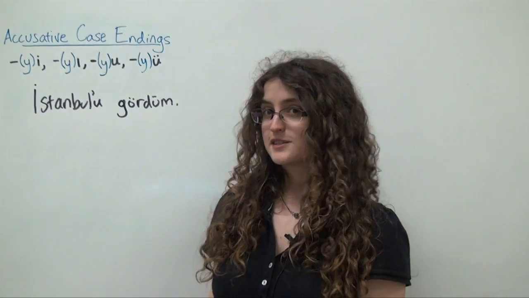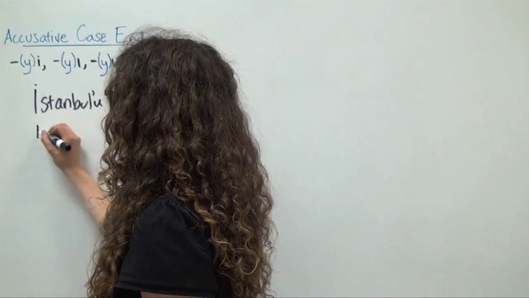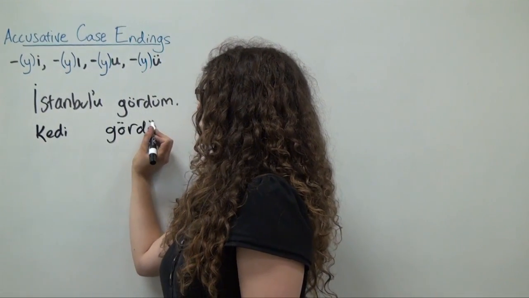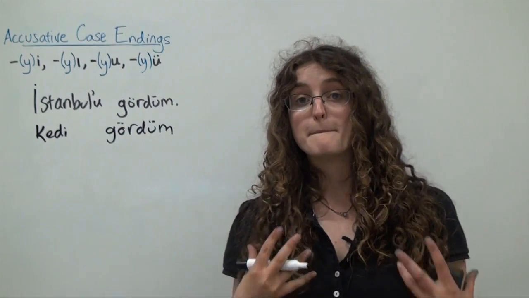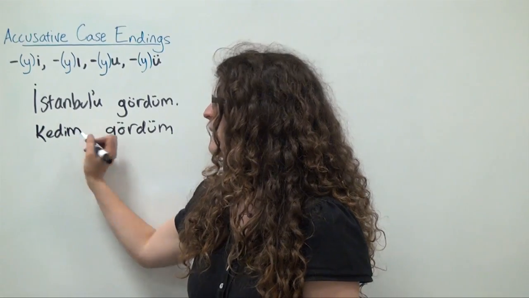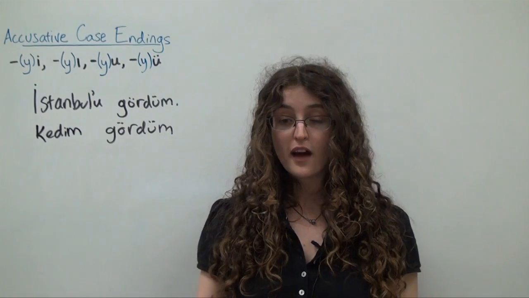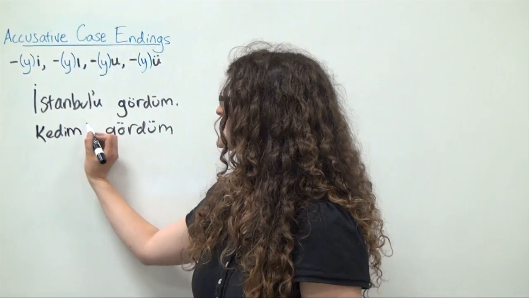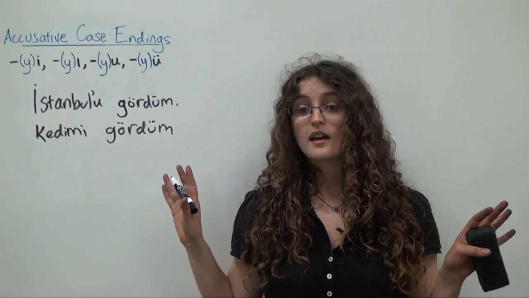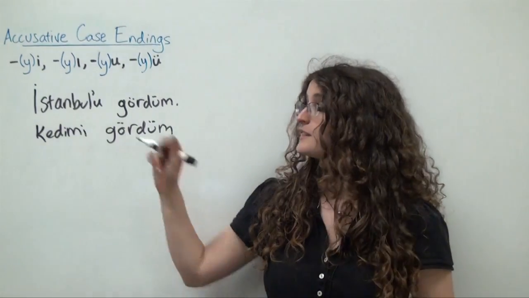So, let's look at another example. If we want to say, I saw a cat, we would simply say kedi gördüm. But if I want to say I saw my cat, well, we know we'll need to add the appropriate possessive suffix, so kedim, my cat, and then we simply add the accusative case ending to the possessive suffix, so kedimi gördüm. And remember, after possessive suffixes, if your direct object has a possessive suffix, then the accusative case ending will be required.